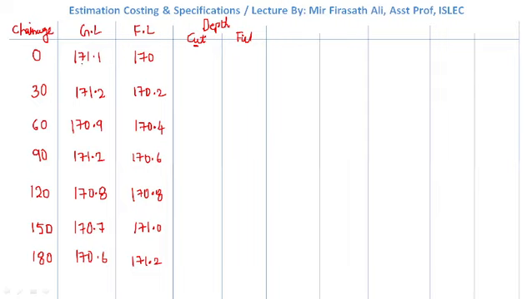Just subtract that. See, this ground level is 171.1, formation level is 170. This value, formation level, is lower than ground level. So, it comes under cutting. If the formation level is more, it will come on the filling side. Okay. What we need to do? We need to cut this. As 171.1 is there, we need formation level 171. What we are doing? We are cutting it.